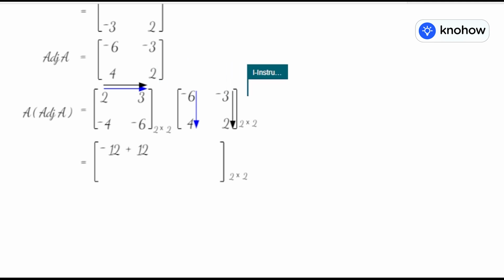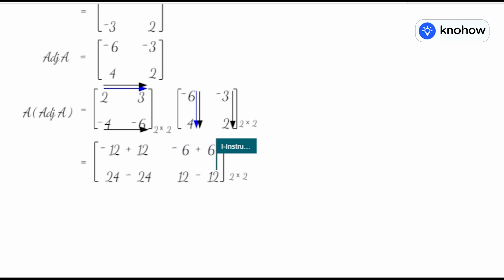You get minus 6 and plus 6. And then repeat the same process with the second row. Elements of the second row multiplied with the first column, you get 24 and minus 24. Repeat the process with the second column, you get 12 minus 12. So by the way, if you look at it carefully, all the elements are 0 each. So you get 0, 0, 0, 0. That is, A into adjoint A is 0, 0. Call it 1. Now let us work out adjoint A into A.